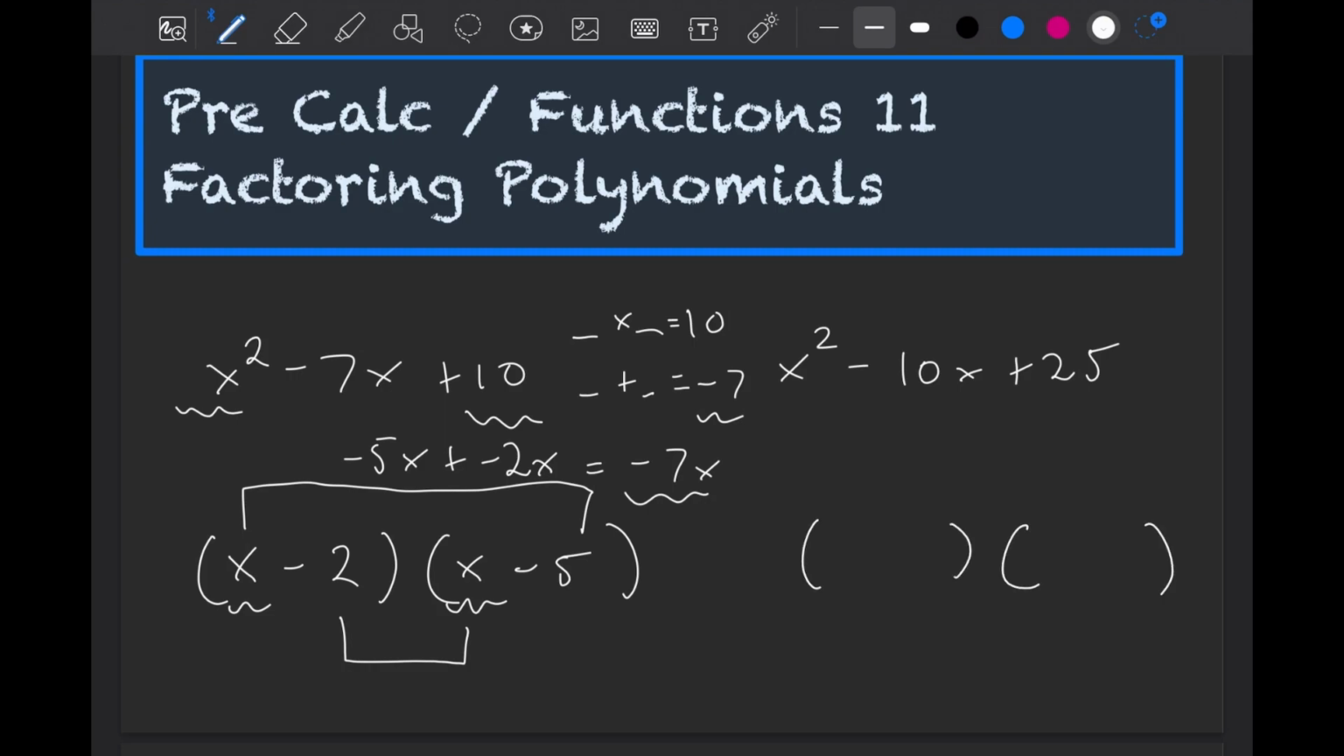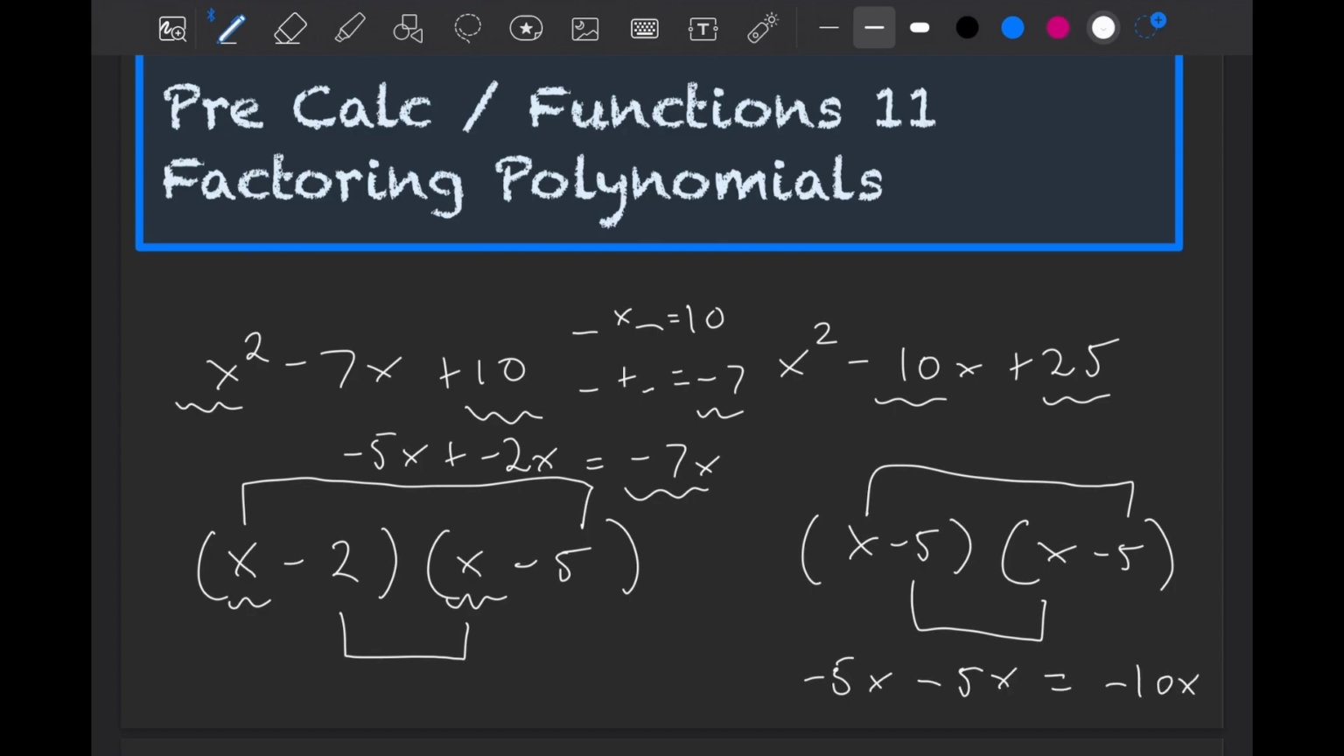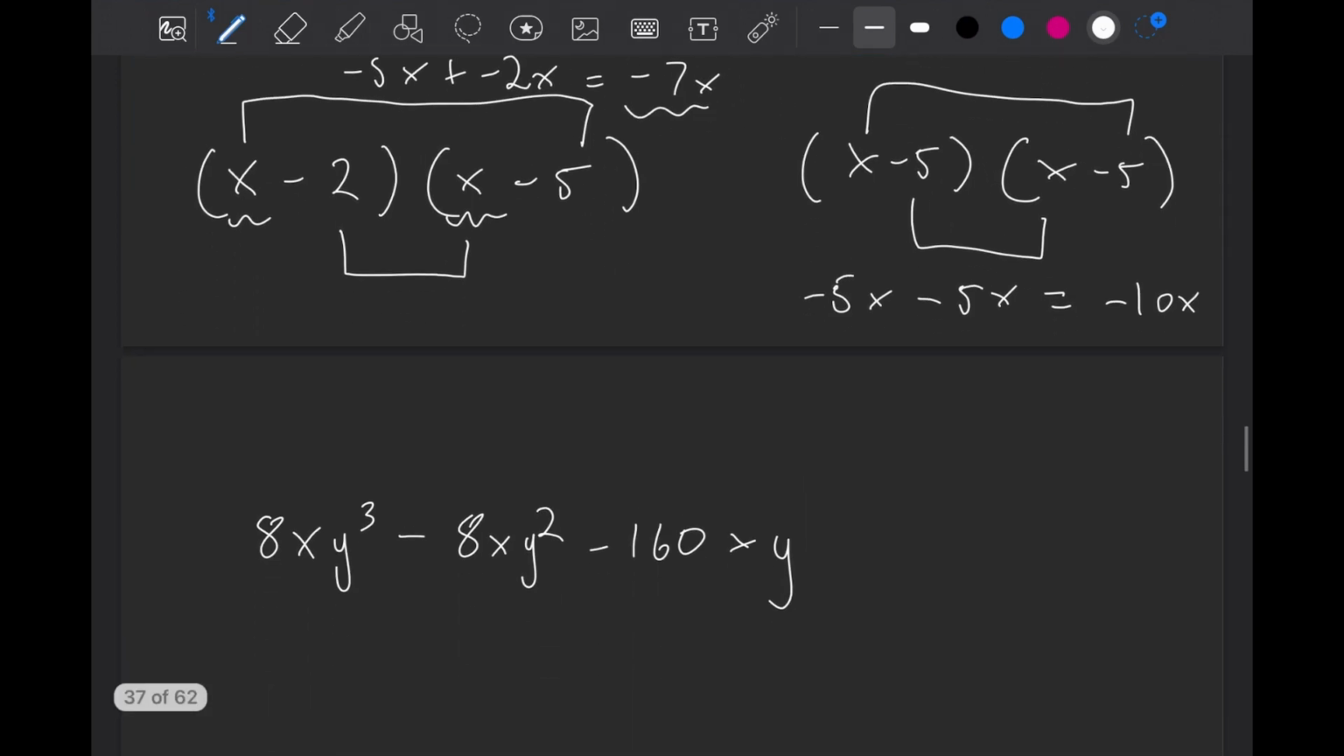You'll get much faster at this the more you practice. For example, with this one, plus 25 and then minus 10, we can kind of see that it's going to be minus 5 and minus 5. So x minus 5, x minus 5. Check the outermost and the innermost, you would get minus 5x twice, which adds up to minus 10x, which is our middle term.